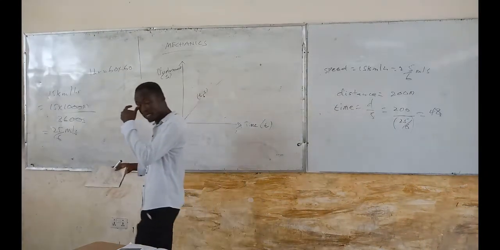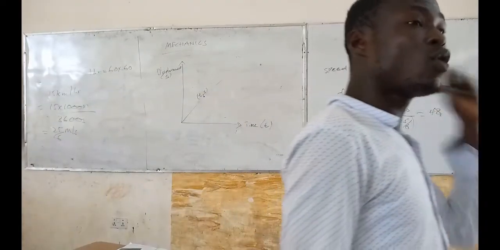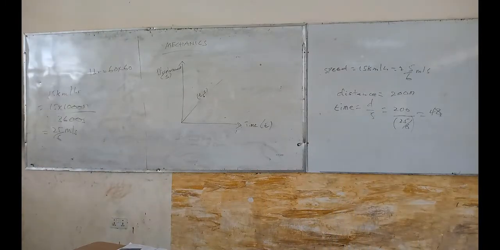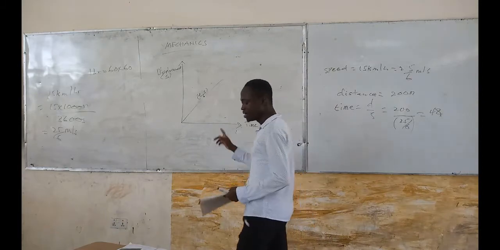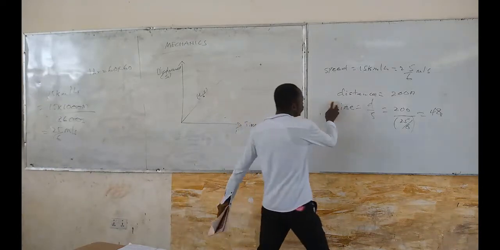Now let's look at the second case. We want to find the gradient of this line. When you say displacement time graph, you are right. In some cases they will tell you constant velocity in a positive direction, but here we are looking at displacement against time. So let's try and find the gradient of this particular line.